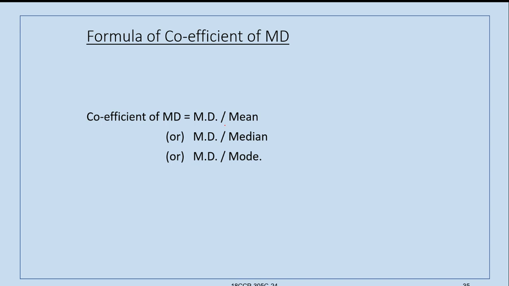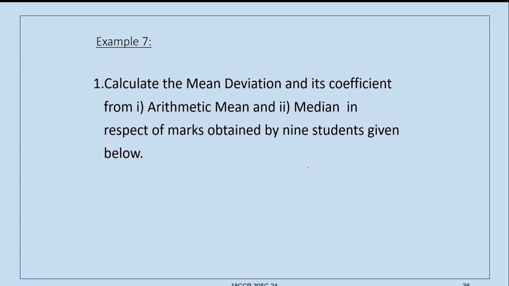Here one logic we have to understand is, if you are taking mean for calculating deviations, then we will take mean here, and we will get the mean deviation from mean. If you are calculating deviations from median, then we will use the mean deviation like that. We will take one example.